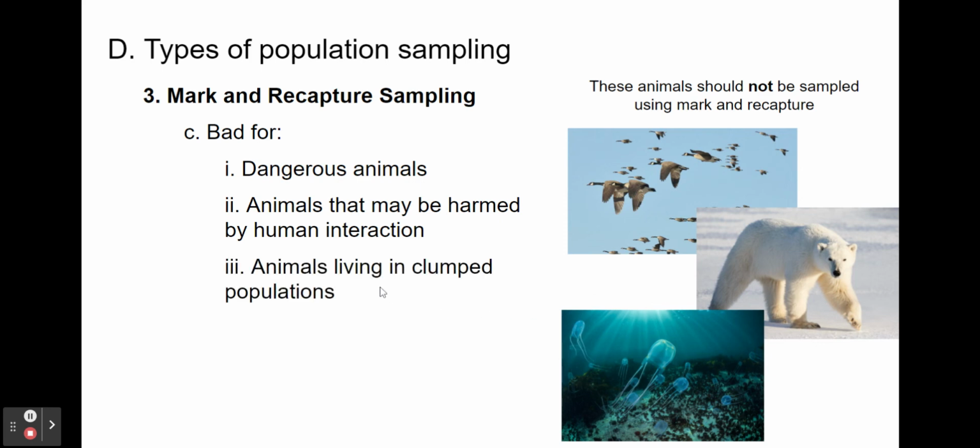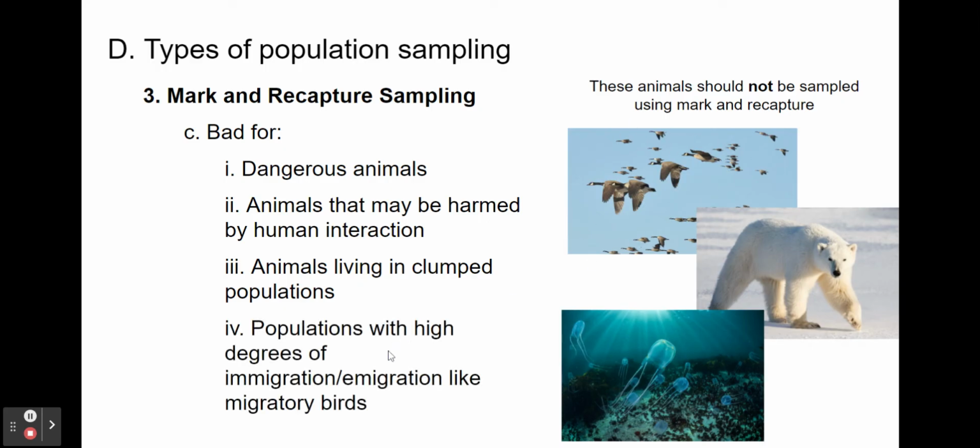It's bad for animals living in clumped populations like migratory birds. It's bad for populations with high degrees of immigration and emigration like migratory birds. And these jellyfish, we can't attach a tag to these jellyfish. There's no way for us to attach something that will stick and will not kill the jellyfish. So this one would fall into number 2, animals that might be harmed by human interaction.